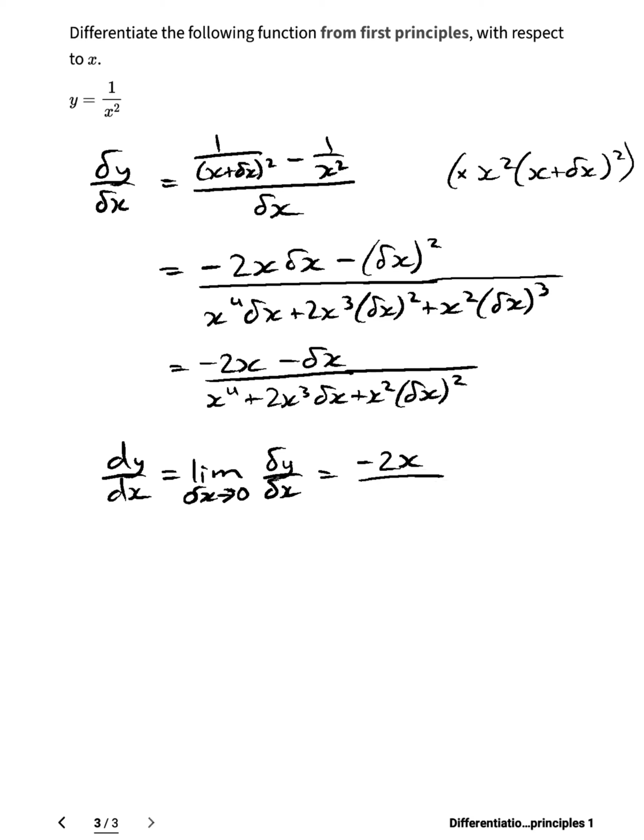And in the denominator, we got x to the power of 4. The thing that's going to matter least is delta x squared, but this one with the delta x is also not going to matter much, so we can ignore that one as well. And we just got x to the power of 4. So we get minus 2x over x to the power of 4, and one of the x's cancel. So we get this. So it was quite a lot of algebra, but we got there in the end. The derivative of 1 over x squared is equal to negative 2 over x cubed.